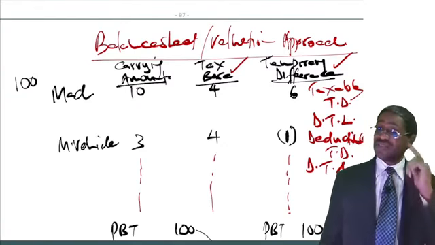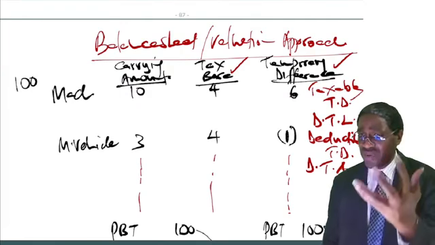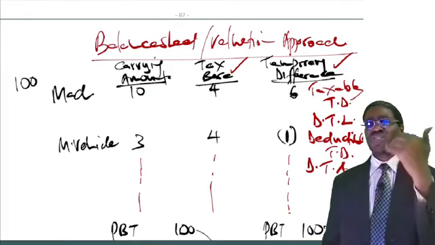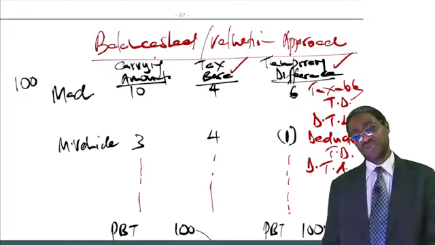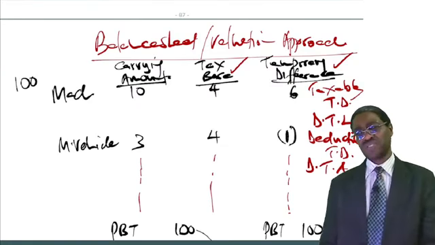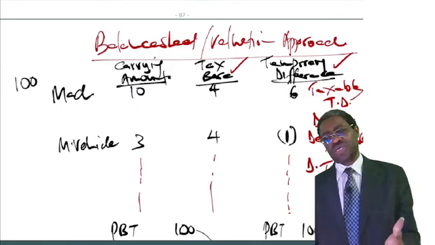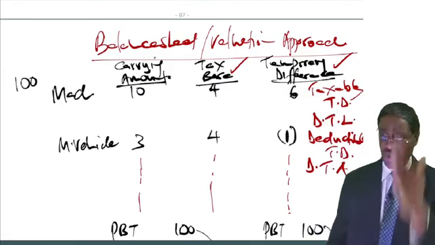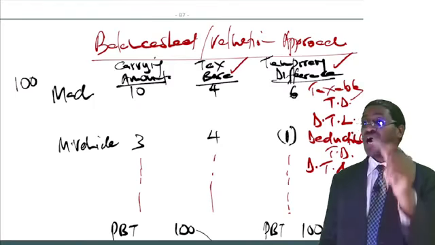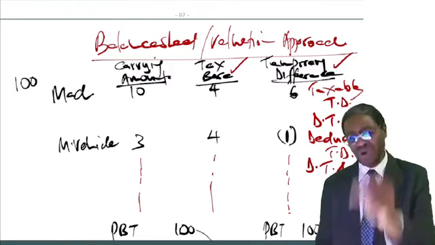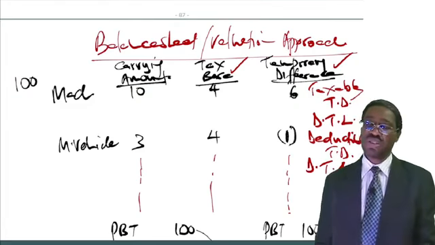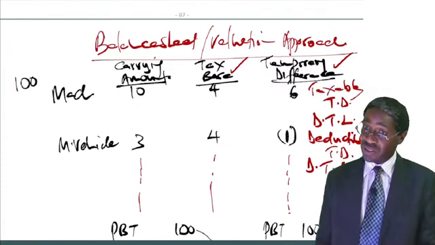If you're asked, what's a deferred tax asset? What's a deferred tax liability? What's a tax base? What's a carrying amount? You should be able to define. For example, what's a carrying amount? Of course, we all know carrying amount is the amount at which an asset or even a liability appears in the books. The amount at which an asset or liability appears in the books, that's what we call carrying amount.